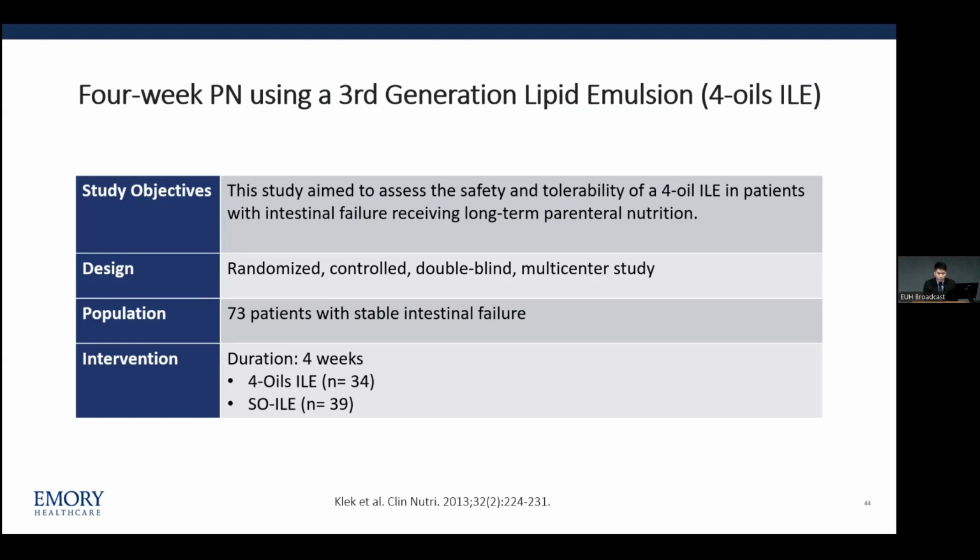According to the literature, there are various studies supporting the use of fish oil IOE over SOIOE or soybean IOE for PN. One such study is a randomized controlled double-blind multi-center study designed to evaluate the safety and tolerability of fish oil IOE in patients with intestinal failure receiving long-term parenteral nutrition. Conducted over a 4-week period, the study included 73 patients.